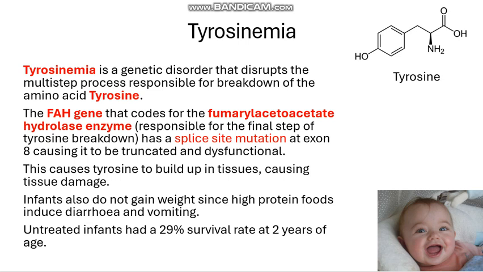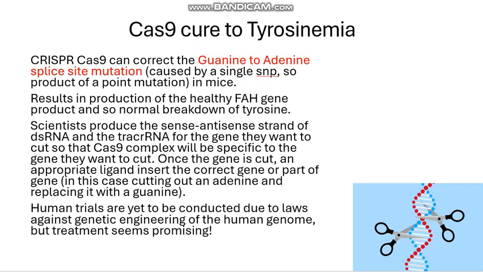This is a big problem in infants because they need a lot of high protein foods, think milk and other things, to actually grow. But the problem is because they're not breaking down the tyrosine, it's causing the symptoms of diarrhea and vomiting if they're having these high protein foods, so they're not putting on weight like they should be. And unfortunately, untreated infants only have a 29% survival rate at 2 years of age. So it's quite a serious problem. But luckily, thanks to the CRISPR-Cas9 system, there appears to be a cure.